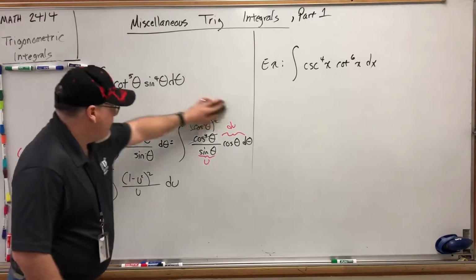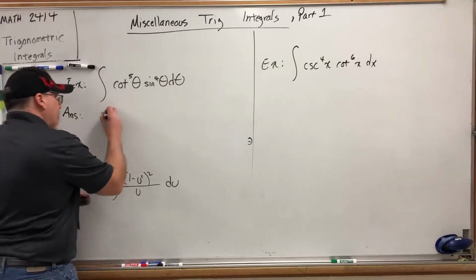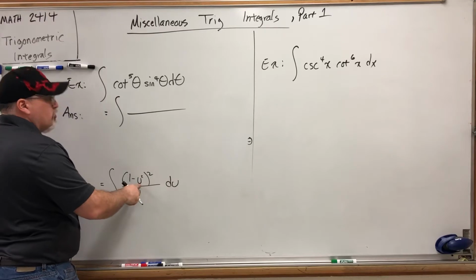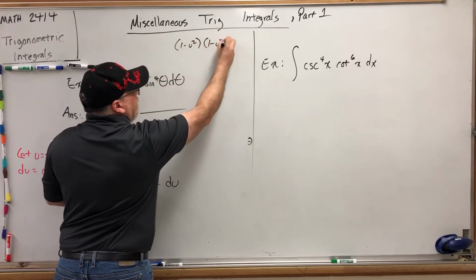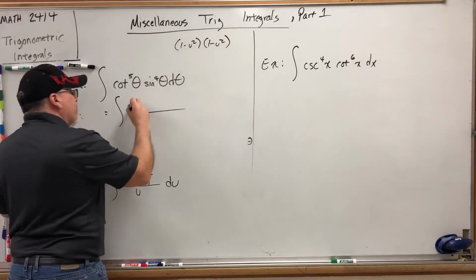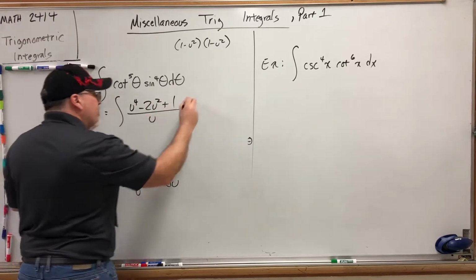So we have the integral of, let's go ahead and figure out what 1 minus u squared squared is. 1 minus u squared times itself, if I multiply it out and put it from highest to lowest power is u to the fourth minus 2u squared plus 1. This is all over u.